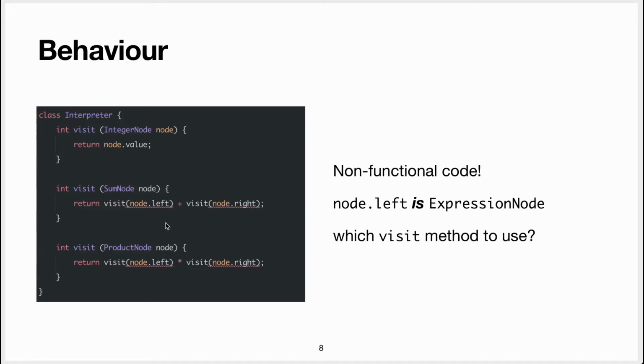And that's because when you say you want to visit node.left as type expression node, that means it could be any subclass of the node. It could be a literal, it could be a sum, it could be a product. So which one of these methods do we need to run? You need some kind of dispatch to determine that. And we're going to see two methods in which we can do that.